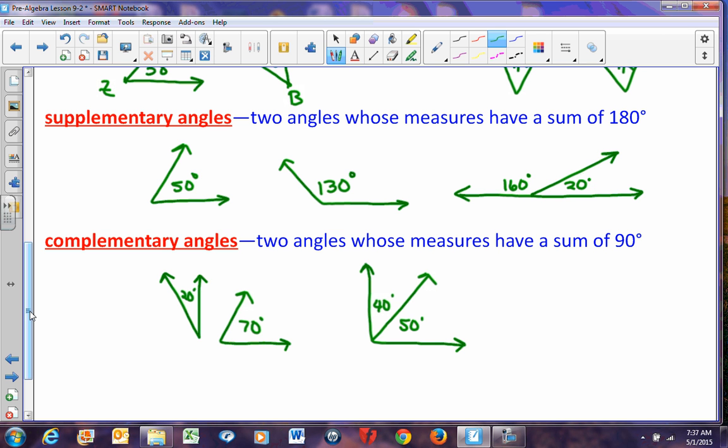Many times students have a difficult time remembering the difference between supplementary and complementary. Complementary, the letter C comes first in the alphabet, so it's a smaller angle measure, so it's 90. Supplementary is an S, S comes later in the alphabet, so it's a larger angle, so it's 180.